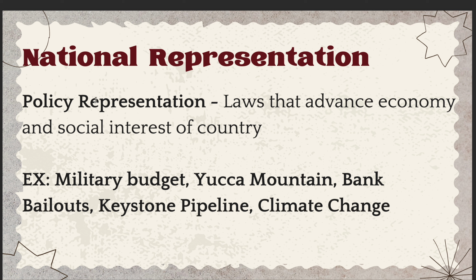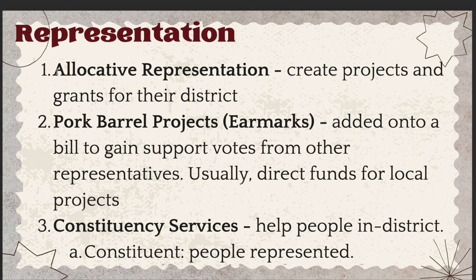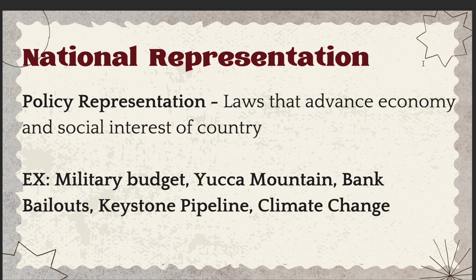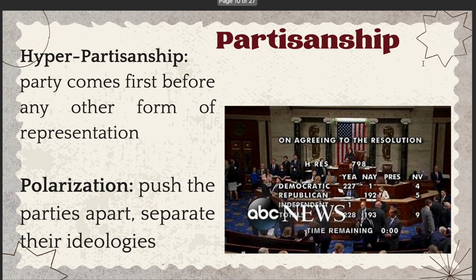And they have obviously national representation stuff, which is basically just laws advancing the economic and social interests of their country. We talked about the Yucca Mountain issue. Obviously, the military is always a big thing. The Keystone Pipeline was a really big thing a couple of years ago. Bank bailouts during the recession. All that kind of stuff. So most of this is very district. Like, this is district representation. And then there's national representation. And it's pretty self-explanatory. We're going to talk a little bit about partisanship.